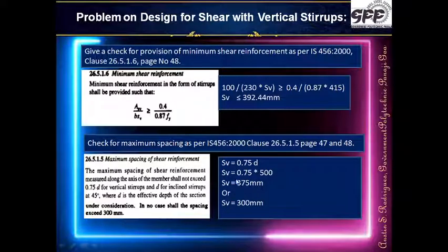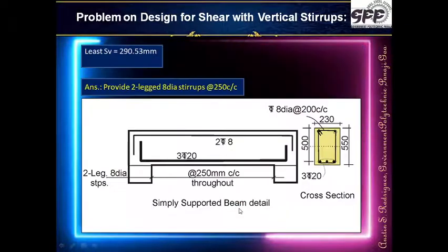So over here it is all SV not greater than this, SV not greater than this. SV not greater than 375, SV not greater than 300. So previously we have got the answer as 290.53. Over here we have got spacing as 392.44. Then we got 375 mm and 300 mm. So we have to choose the least amongst these four. The least in this is 290.53 mm.